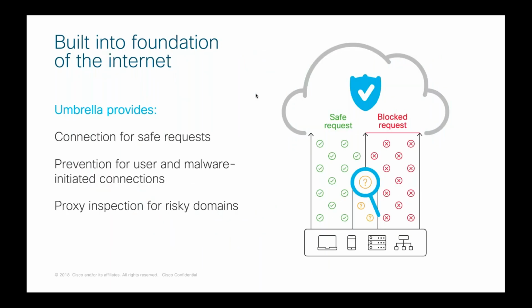And I talked a little bit about this before, but we're built into the foundation of the internet, and this is kind of a simplified way of thinking about it. Every single time a DNS request comes in, we check to see if it's a safe request. If it's a safe request, we return the correct IP. If it's a malicious request or a block request for content, we would return an IP for a block page. And then we have a riskier unknown state. With the unknown state, we can actually funnel it through our cloud-hosted proxy to do a further set of inspection on the domain to see if it's risky.